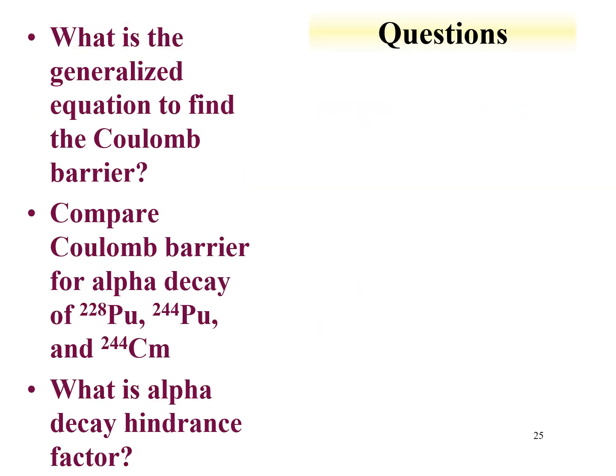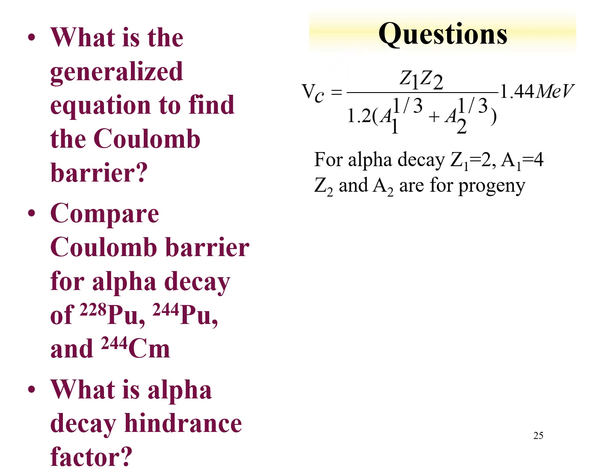Based upon the lecture, one should be able to answer some questions on the Coulomb barrier, such as what is the generalized equation to find the Coulomb barrier. The generalized equation is shown here, where nucleus 1, nucleus 2, values for the Z are multiplied together and divided by 1.2 times A to the 1/3 for nucleus 1 and nucleus 2, and that's multiplied by 1.44 MeV. We'll see in other examples for Coulomb barrier that this equation can vary, and a lot of it has to do with what nuclei were evaluated to derive the equation.